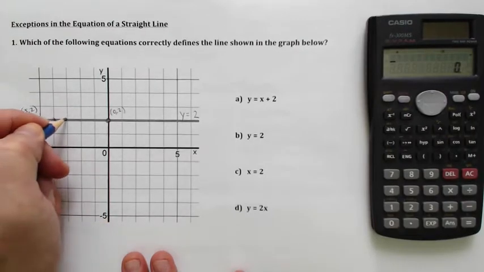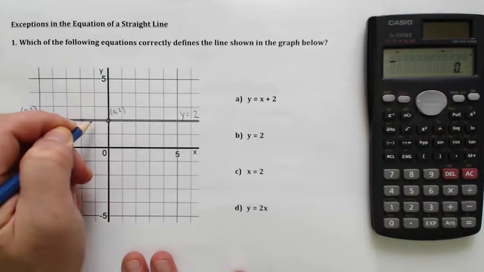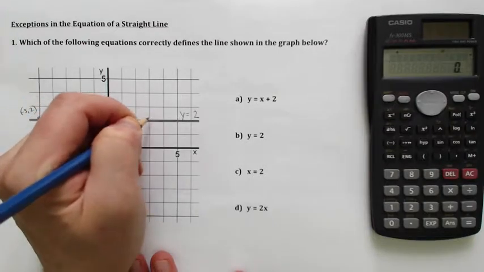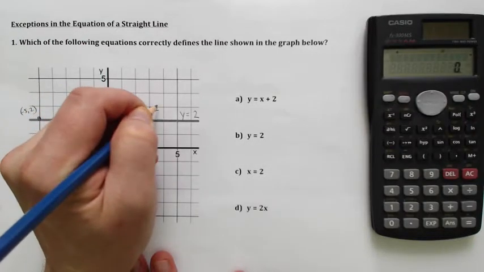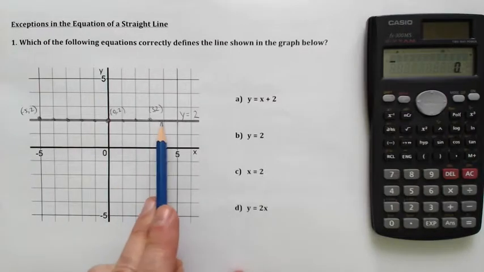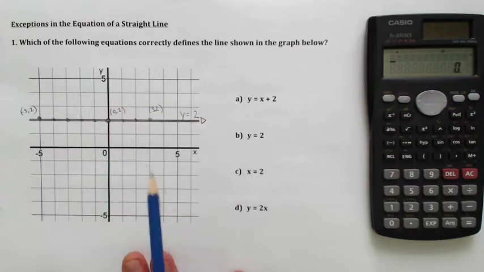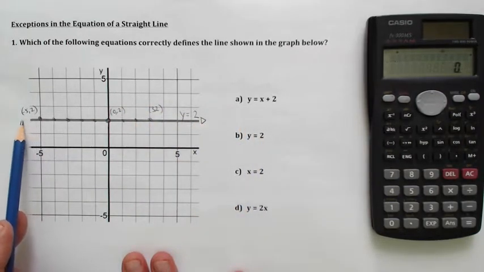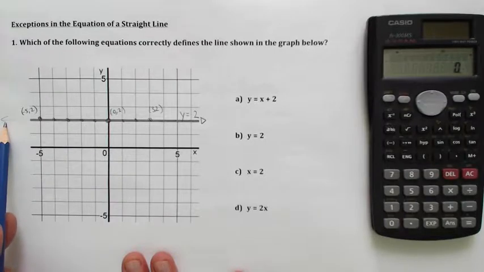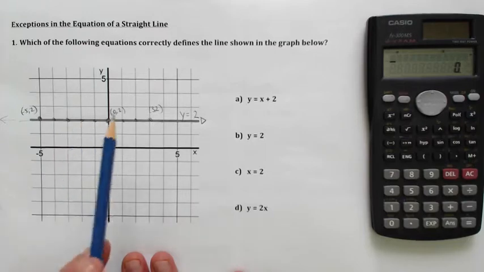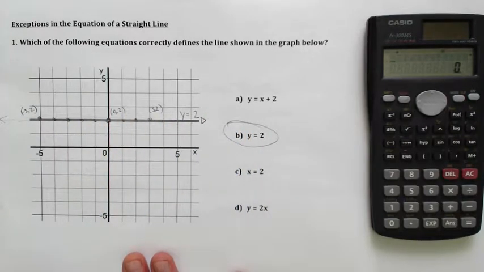Negative 4, 2. Negative 3, 2, negative 2, 2, negative 1, 2. Here's 1, 2. Here's 2, 2. Over here we've got 3, 2, 4, 2, 5, 2, 6, 2, etc. We can keep going. The x's can keep getting bigger and bigger, and the x's over here can keep getting smaller and smaller, but the y will constantly be 2. So this is called the constant function, actually. And basically, if you see a horizontal line, that's your answer.